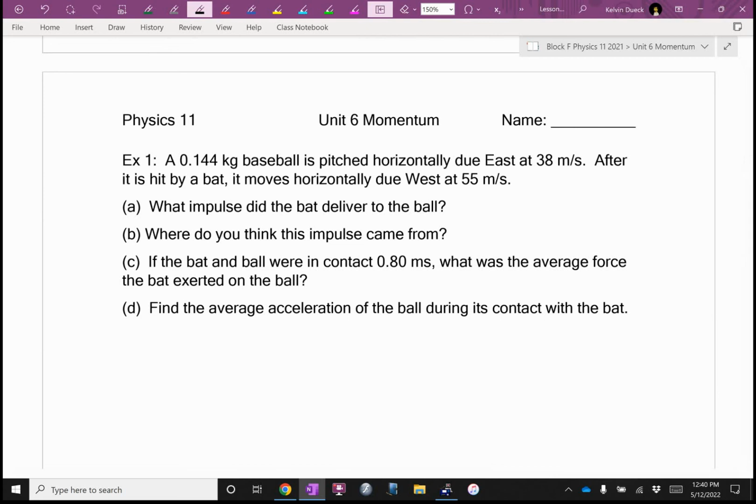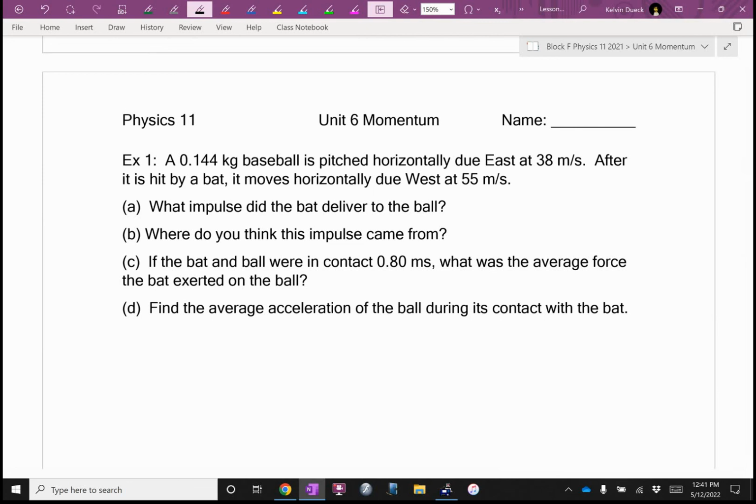A baseball is pitched horizontally due east at 38 meters per second after it's hit by a bat and moves horizontally due west at 55 meters per second. Sophie, what does A want me to find? Before I even dive into this, do you see the word east? Look closely. Do you see the word east in the question somewhere? Do you see the word west somewhere? Do you see 2 different directions?